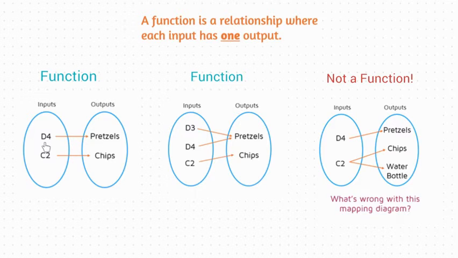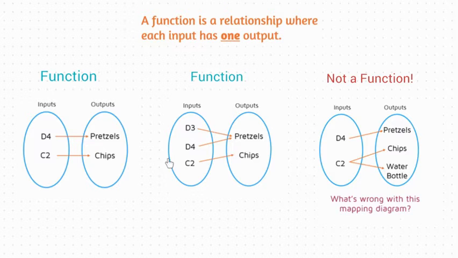So if I put D4 in a vending machine, then it would give me pretzels. If I put C2, it would give me chips. That's a function because there is only one thing that comes out if I put in D4. There's only one thing that comes out if I put in C2.